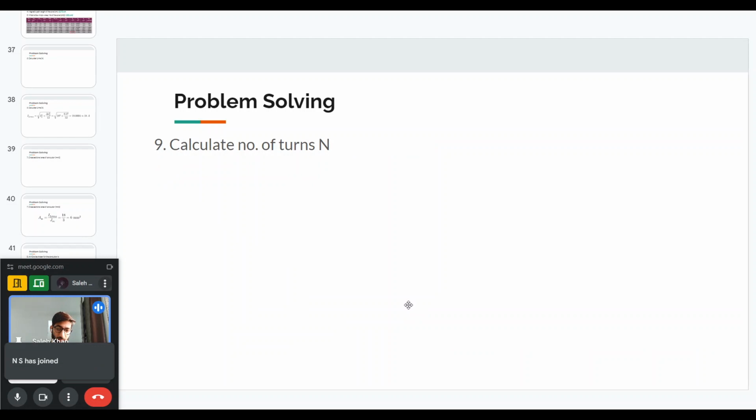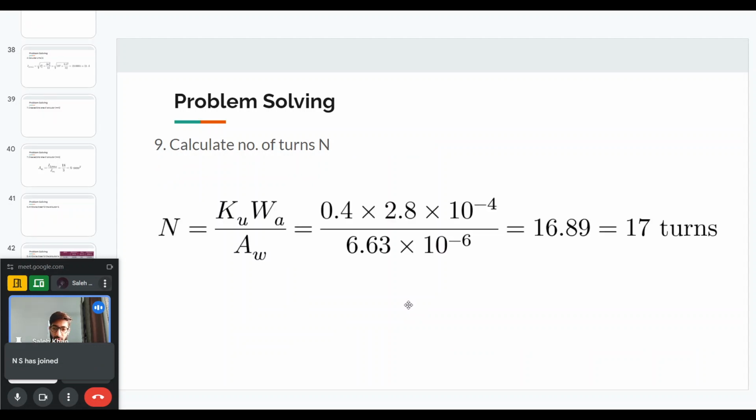And next we have to calculate the number of turns. So basically we use the utilization factor formula. We know the utilization factor has to be 0.4. The window area we already saw from the core data. It is 2.8 centimeter square. So again, I converted into the SI units, which is meter square. So 2.8 centimeter square is 2.8 times 10 to the minus 4 meter square.